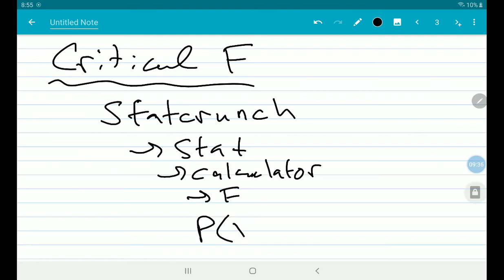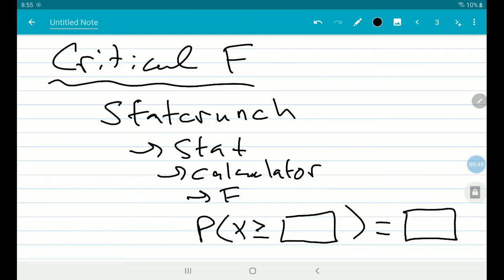Make sure that the probability is that it is greater than or equal to X. Okay, and then you're going to type in the alpha value right there. You're going to have to put in that alpha value. My alpha value is 0.01, and once you hit compute, that will give you the critical value. Okay, so that gave me my critical value.